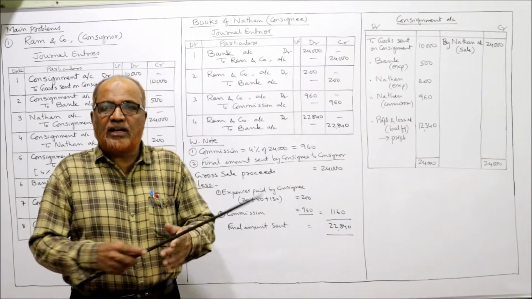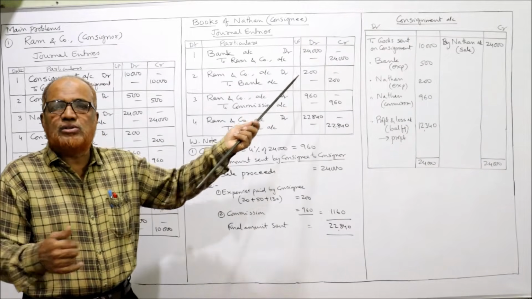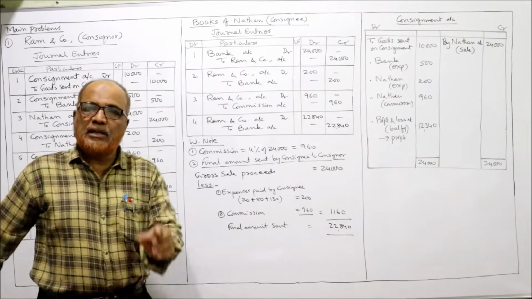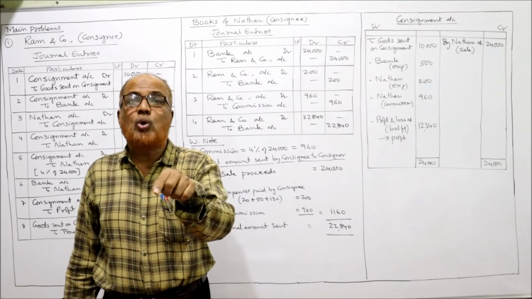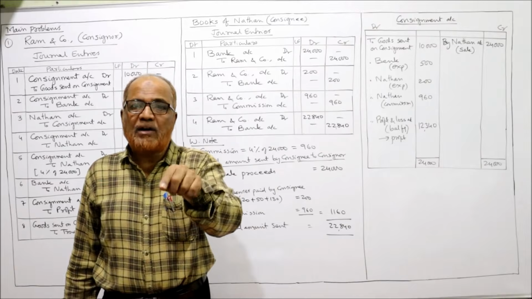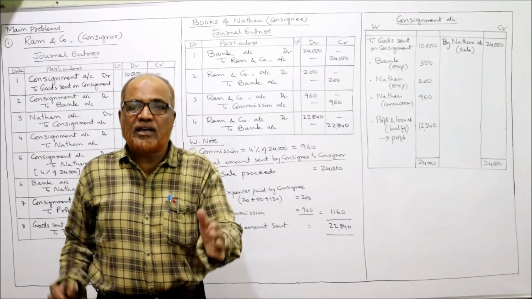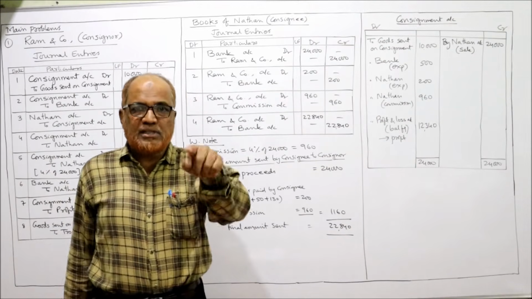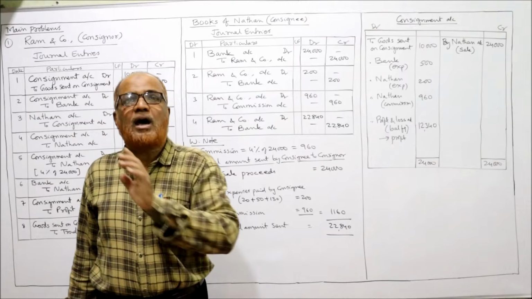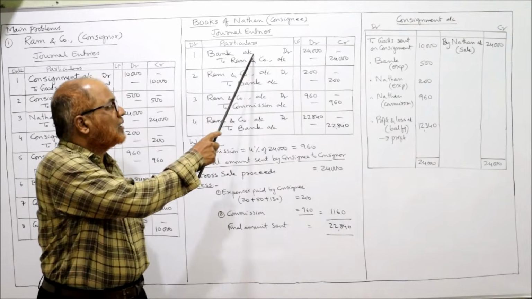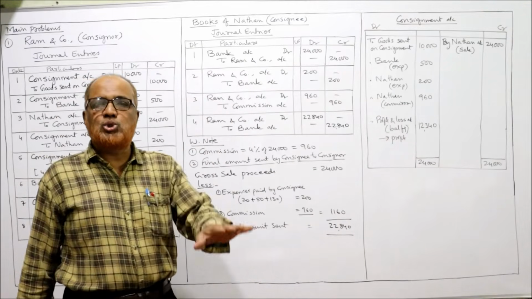Nathan has received 24,000, so he will debit the bank account. But this 24,000 belongs to whom? On whose behalf is he working? Nathan is working on behalf of Ram. That means this 24,000 belongs to Ram. The bank account is debtor to Ram and Company, being the goods sold.